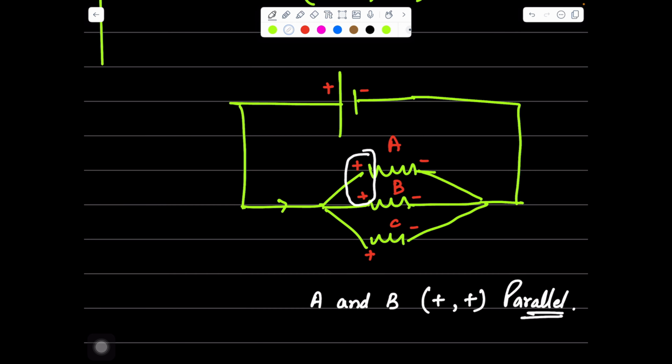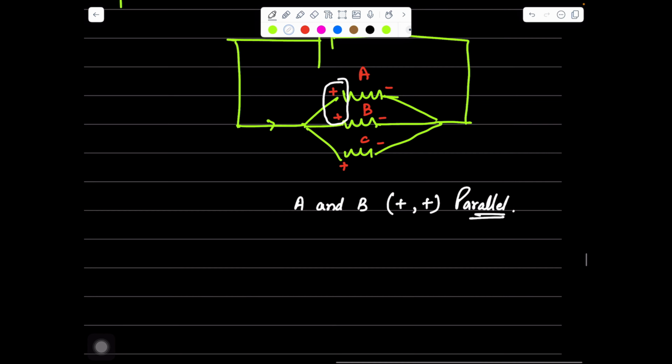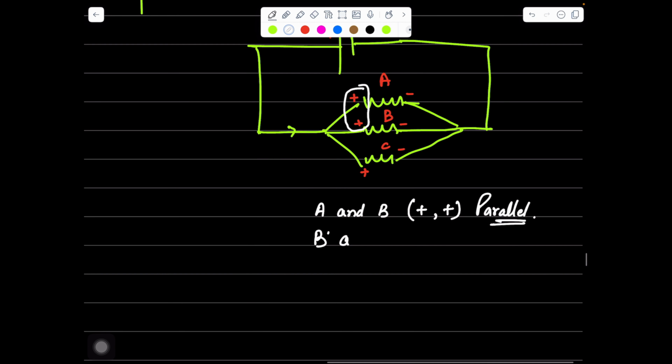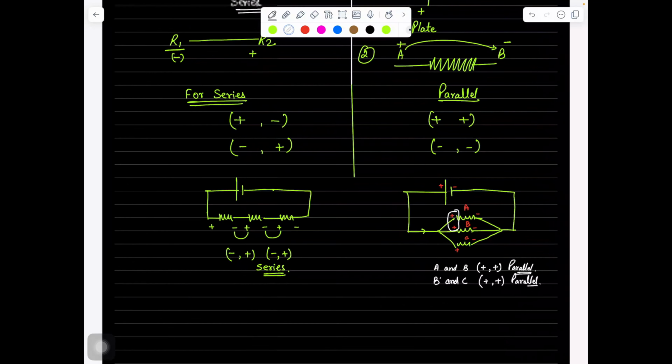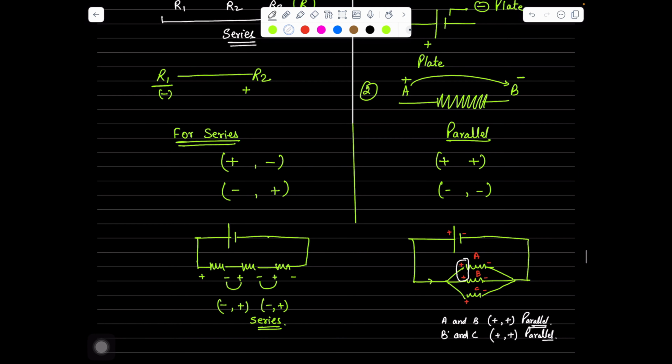This is called your parallel arrangement. Or you can check B and C, how they are connecting, positive with positive. That is your parallel arrangement. Clear? So this is the basic you should know before solving anything in the question.